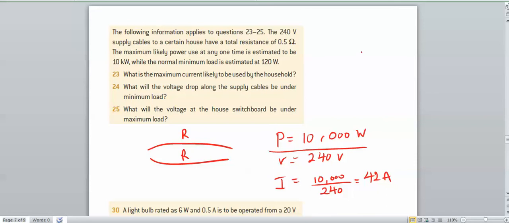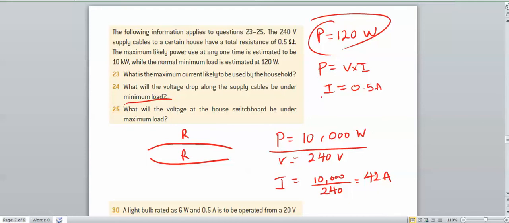Well, look, voltage drop. So, under a minimum load. Okay, so under a minimum load, the power is equal to 120 watts. Okay, so first of all, we have to consider that there's two lines. So each of these is going to have a resistance of 0.5 ohms. So the total resistance of the lines is going to be equal to 1 ohm.